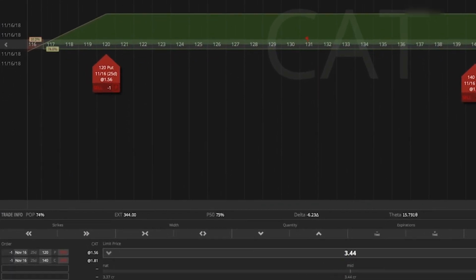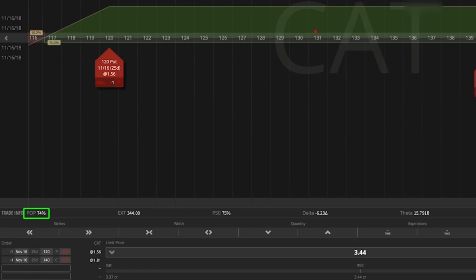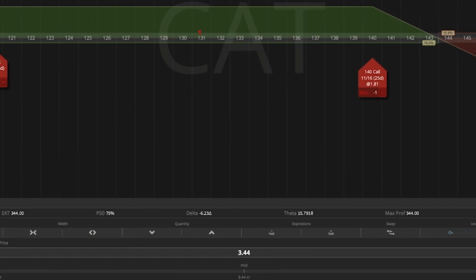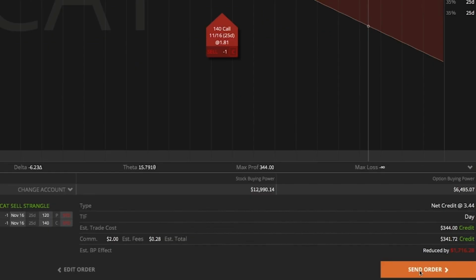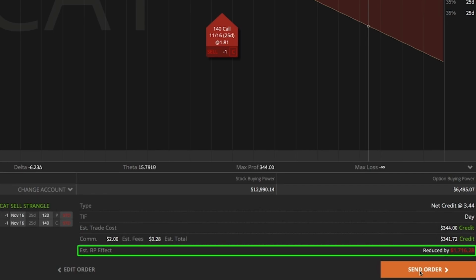The probability of profit on this trade is nice and high at 74% because I'm covering such a wide range for the stock to move. Everything looks good to me, so I'll go ahead and click review and send for one last peek at the trade. This trade will reduce my buying power by $1,700, which is pretty typical for a naked option strategy on a $130 stock.